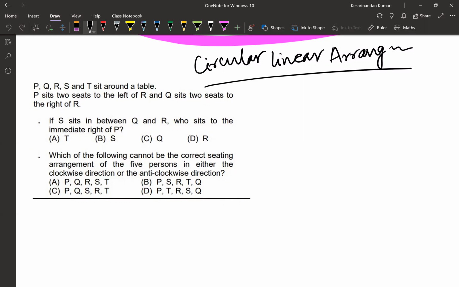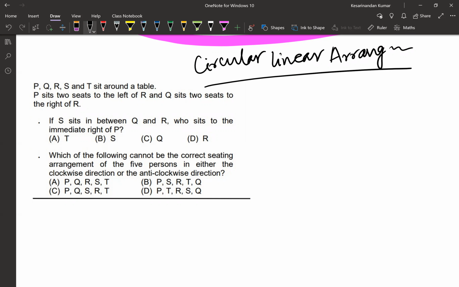So you will have circular arrangements from now, and whatever concepts you learned in this chapter will apply here. The only thing is the sense of direction will be very, very important. So let's start and see.